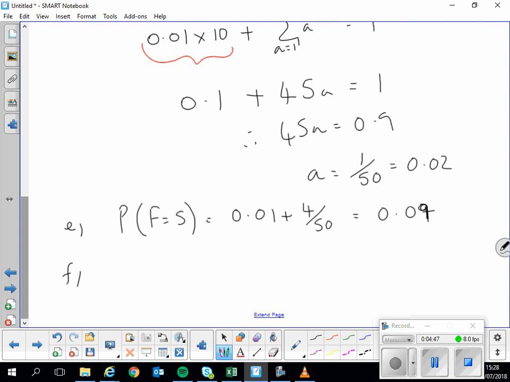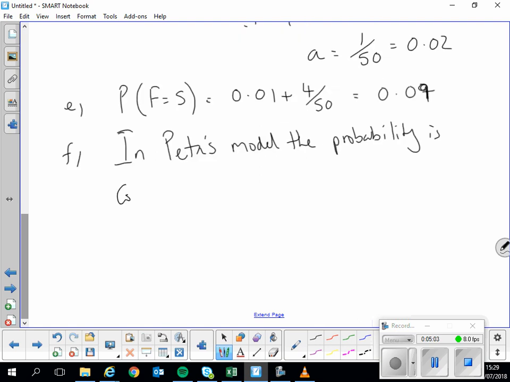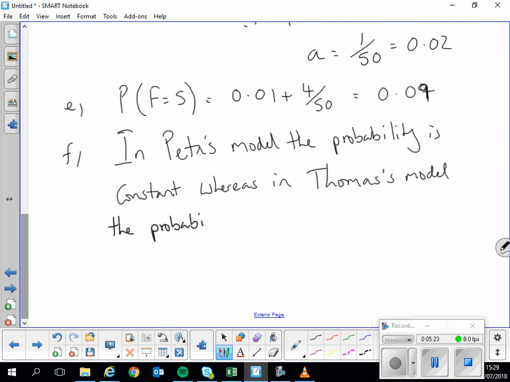So the significant difference is that in Peter's model, the probability is constant, whereas in Thomas's model, the probability increases with the number of throws. Apologies for the spelling.